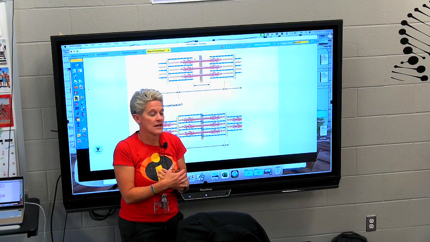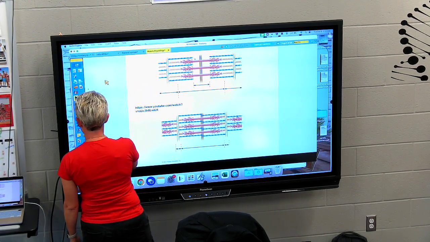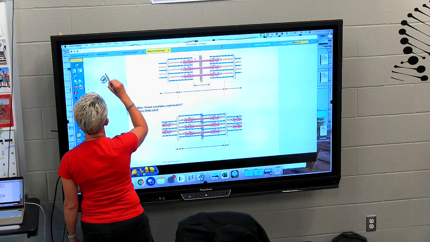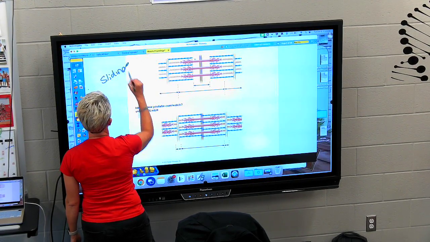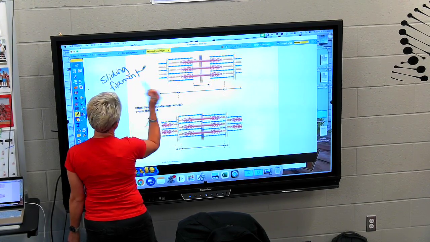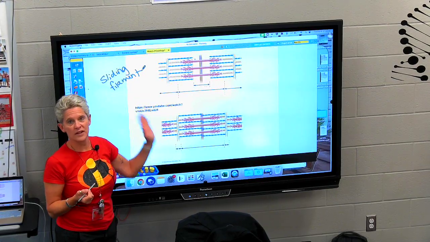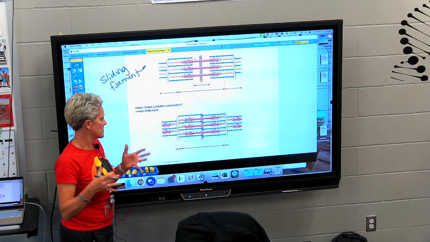All right, so that's called the sliding filament theory, because the one filament or fiber slides over the other.